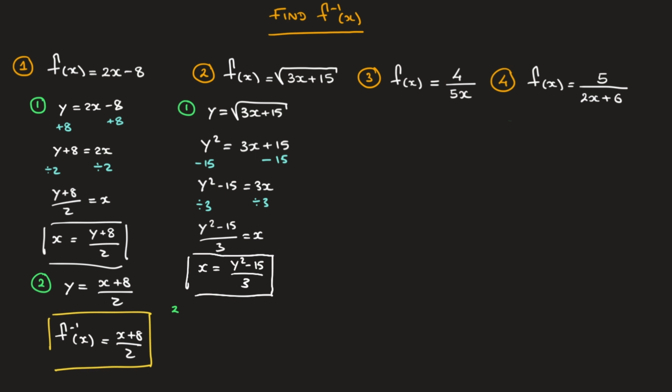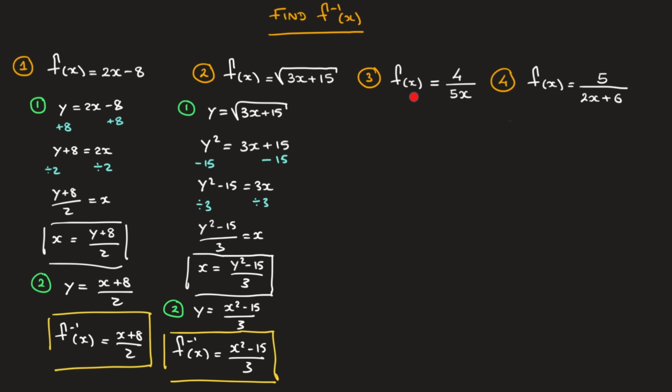I move on to step 2, in which I swap the x and the y to write y equals (x squared minus 15) over 3, and finally I define the inverse function, inverse f of x equals (x squared minus 15) over 3. And we're done. I now look at the third question, where f of x equals 4 over 5x.